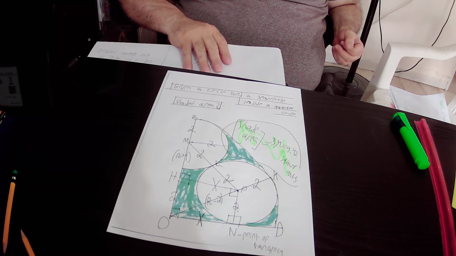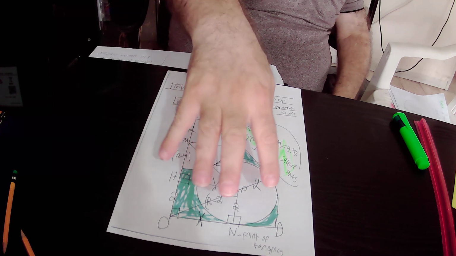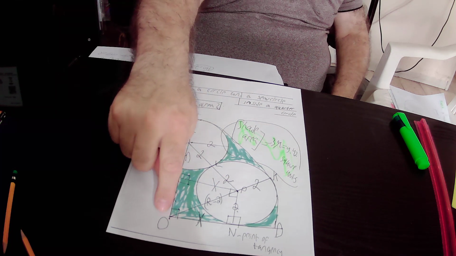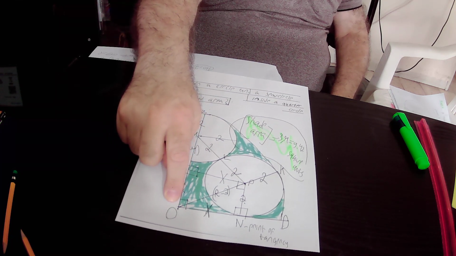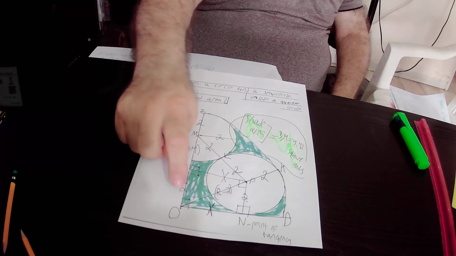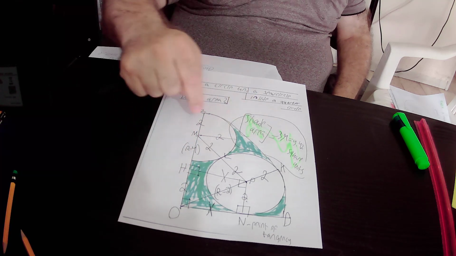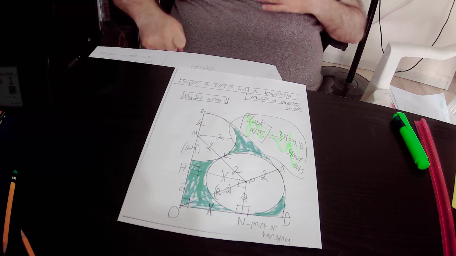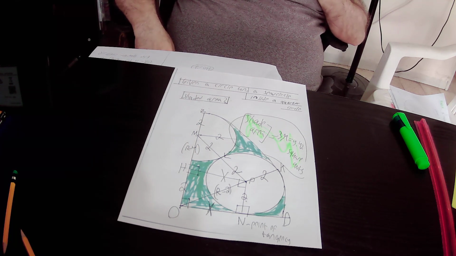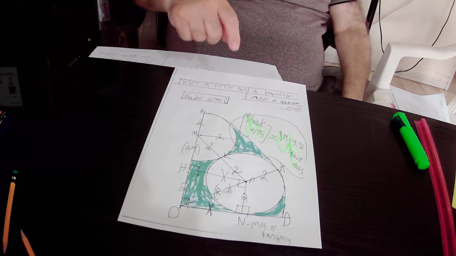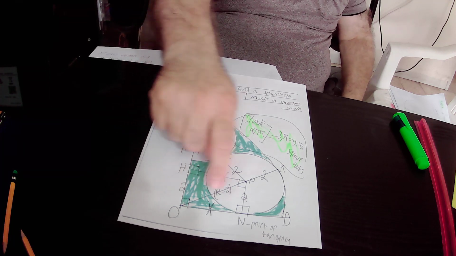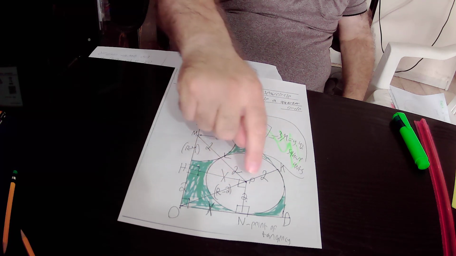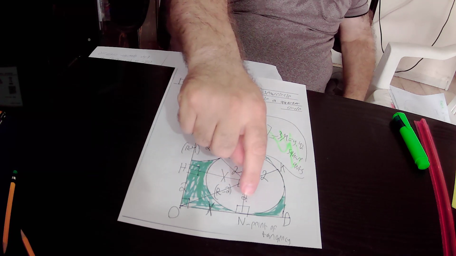So first of all, because this is a quarter circle, it means that point O is the center of the quarter circle, and this angle ZOD equals 90 degrees. Okay? And here OD is tangent to the circle at point N. Point N is the point of tangency.